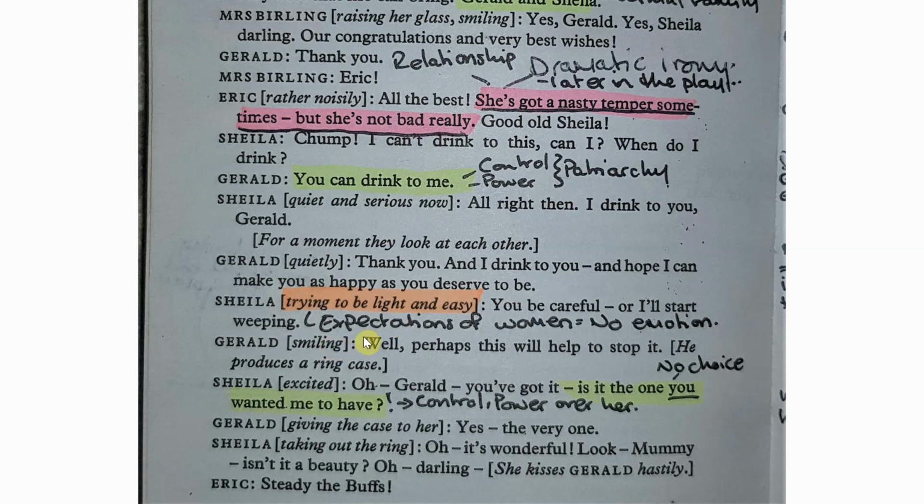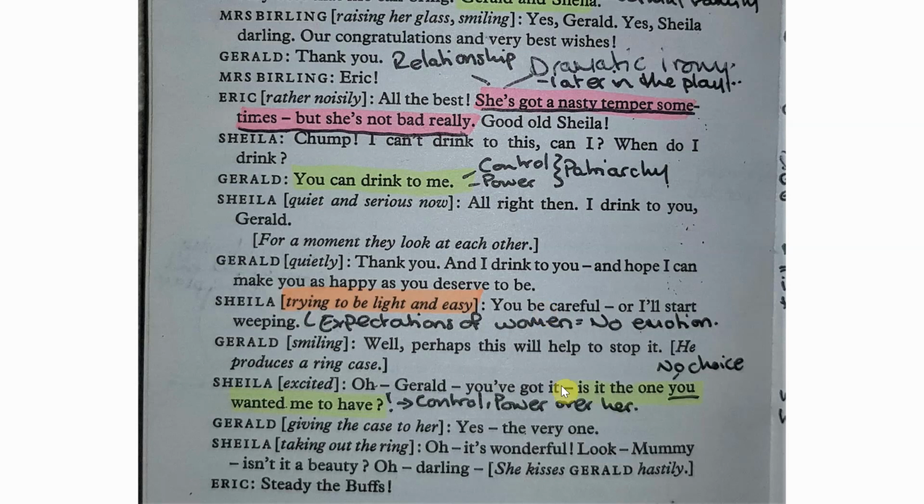Okay, so then we have a further reference to the expectations of women through Sheila's stage direction, trying to be light and easy, that at this point she shouldn't be showing any emotion, that she should be trying to keep it together. We then have a further exploration of gender and particularly control within relationships.